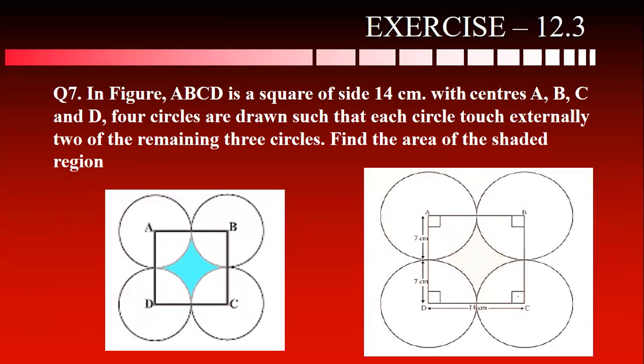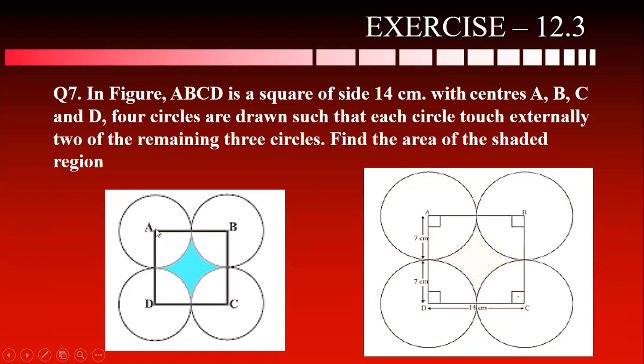Moving on to the seventh question. In figure, ABCD is a square of side 14 centimeter with centers A, B, C and D. Four circles are drawn such that each circle touch externally two of the remaining three circles. Find the area of the shaded region. So we are having a square ABCD and with ABCD as center, we are having four circles in such a way that each circle touch two other circle externally.